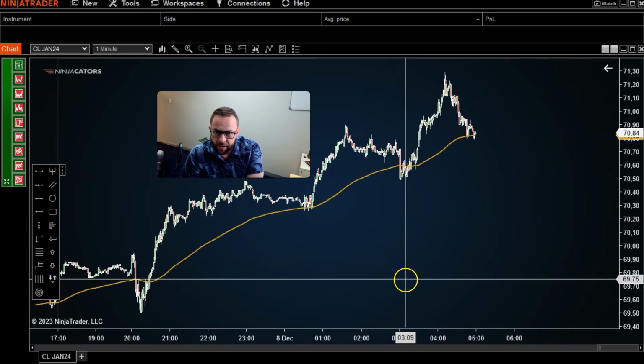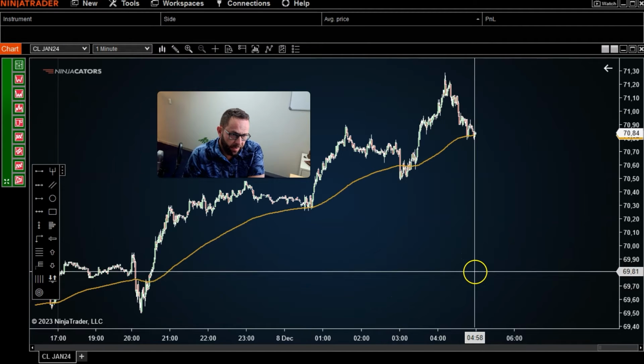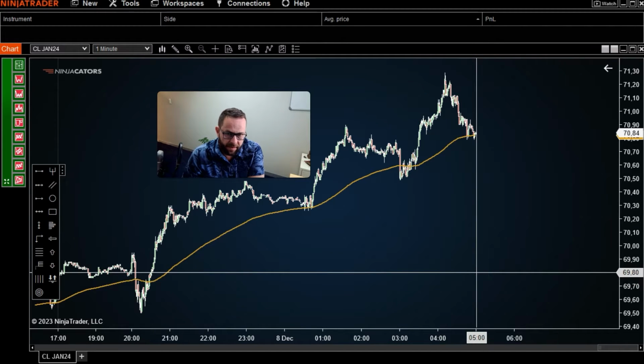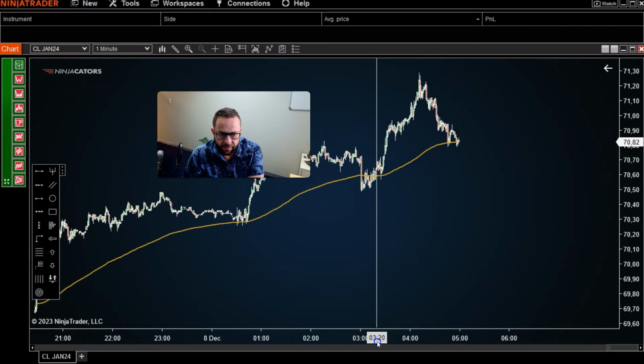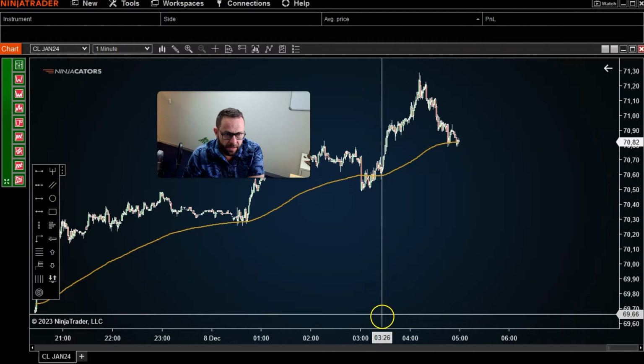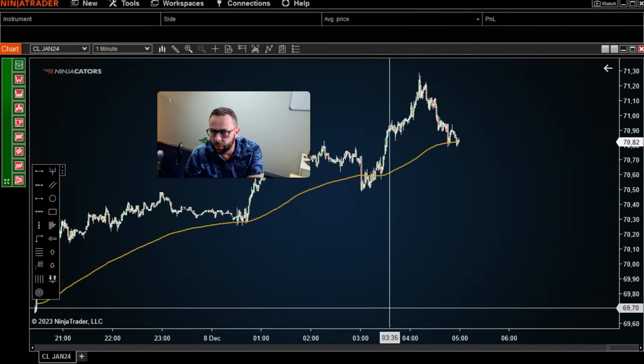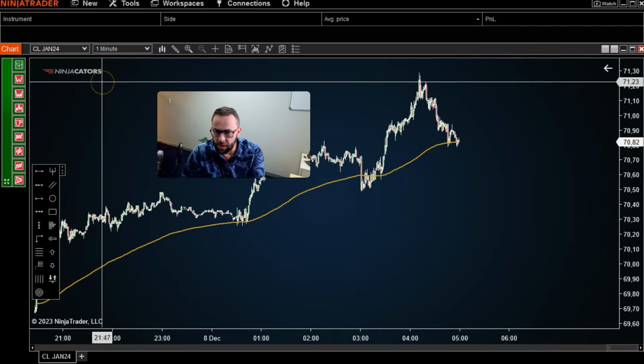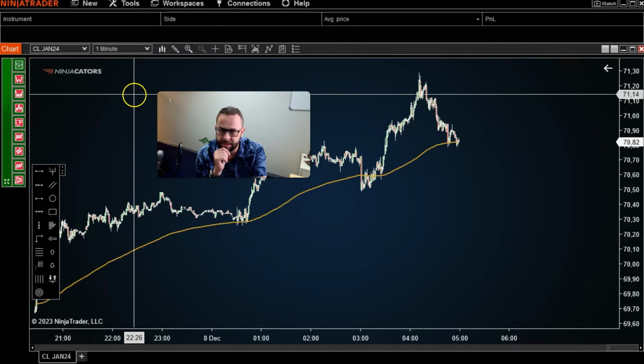Right, so it's early morning Eastern Standard Time, around about 5 a.m. That's in the US. Where I live, it is already 12 midday. Looking at crude oil, 1 minute, looking to scalp a potential pattern.